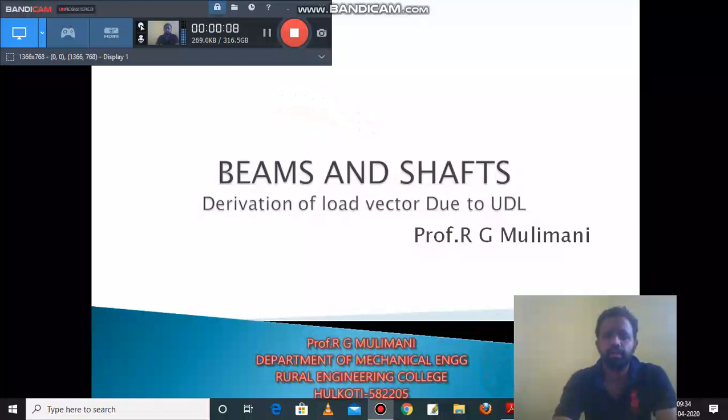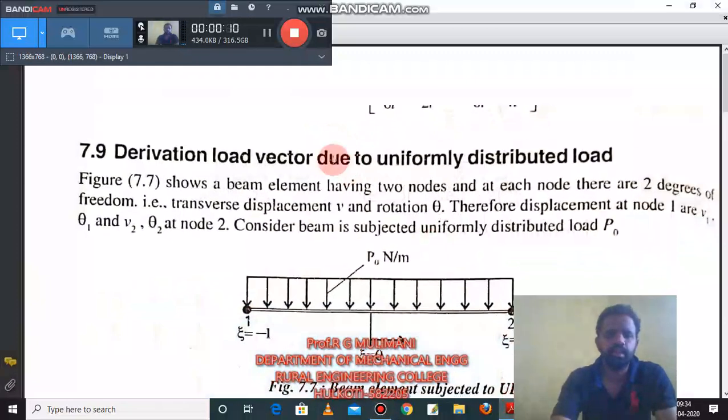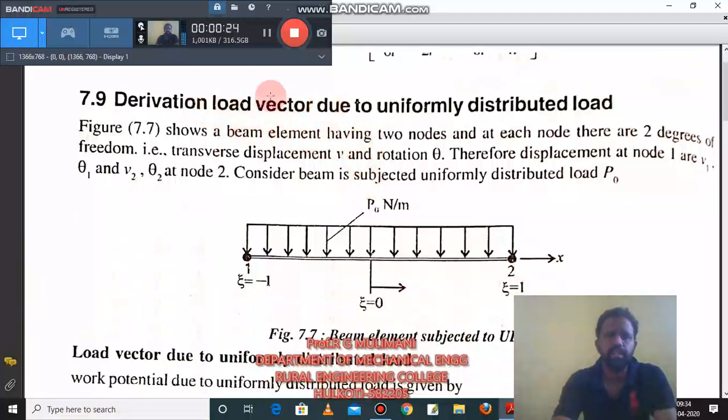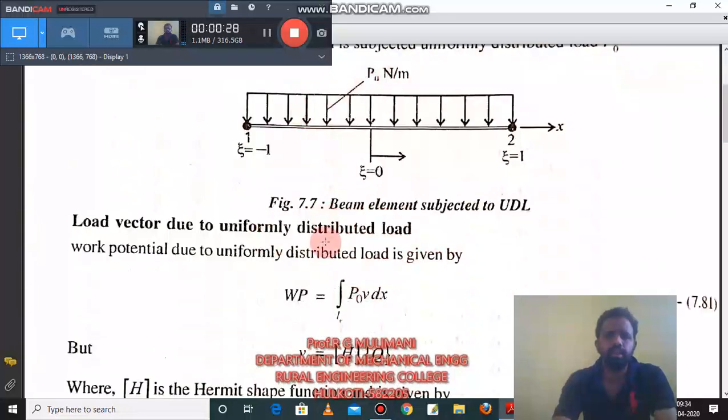Already we know that we are using the potential equation to derive the stiffness matrix and the load vectors. By the strain energy we can derive the stiffness matrix, and by the work potential we can derive the load vector. Now we are deriving the load vector due to uniformly distributed load. For this we are using work potential.